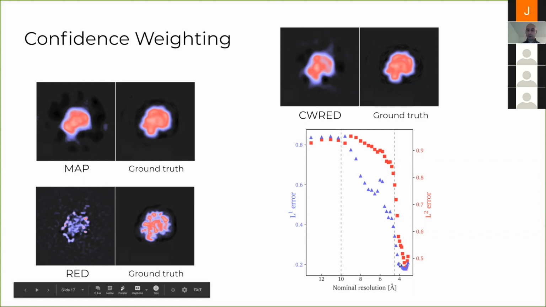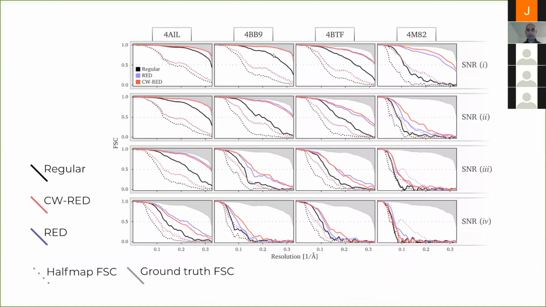And when we plug this confidence in there, we see that the issue with hallucination, basically this issue that we have with it trying too hard, goes away, and you get the same result as you get with ordinary Relion, but you still get the same good results as you did before.